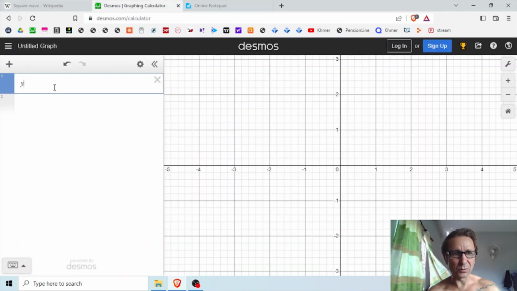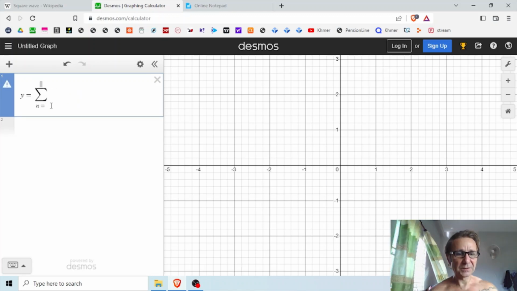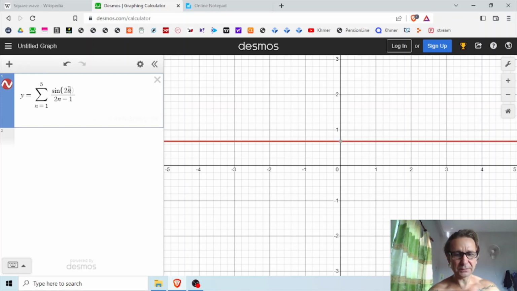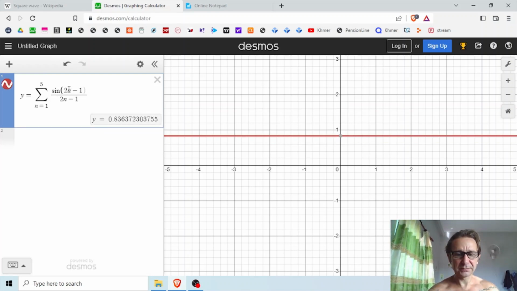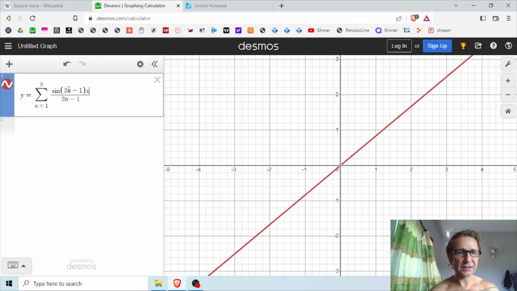So we're going to start off with y equals, and I want my sum function. I'm going to start at n equals 1, and for the time being, I'm going to just use 5 harmonics. Now I want sine divided by, well, I can do the bottom part, 2n minus 1. That was from before. And for sine, I'm going to want 2n minus 1 in there, with x here, but I really want all that in brackets.